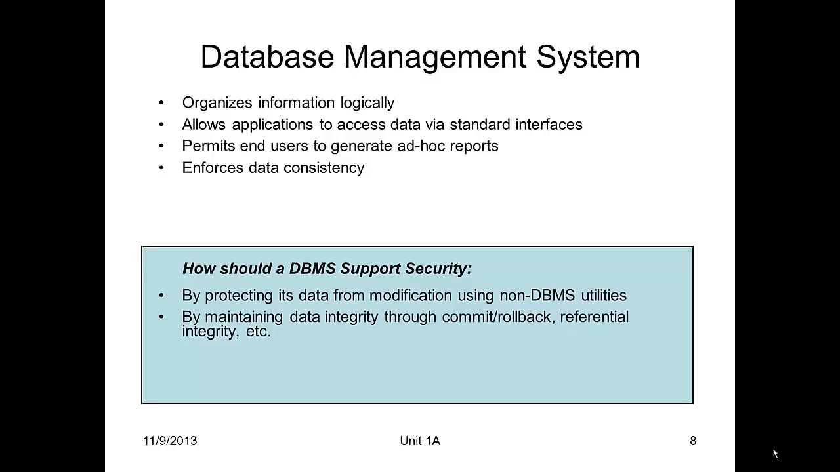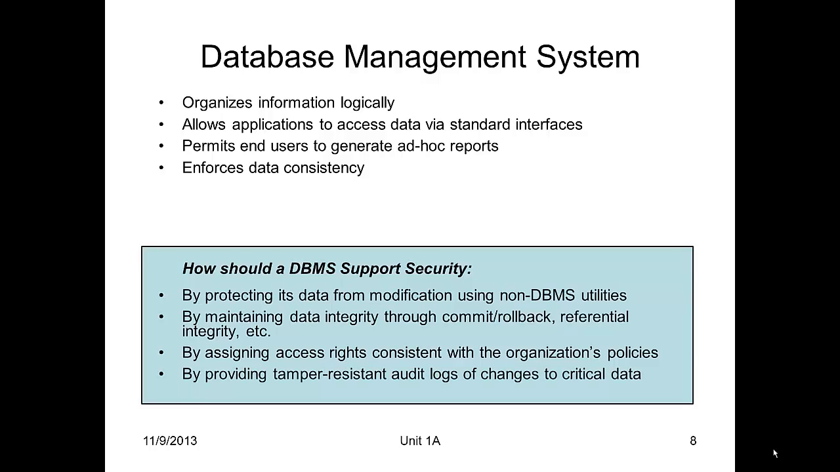By maintaining data integrity through mechanisms like commit rollback, referential integrity, etc., by ensuring that this complex set of interrelationships holds no matter what. By assigning access rights to the data consistent with the organization's policies, because the database management system organizes data into tables that consist of rows and columns, you can assign access rights to the table and to the rows and columns within those tables. And then by providing tamper-resistant audit logs of changes to critical data, so you have accountability for those changes.